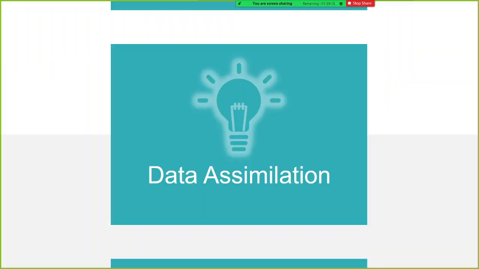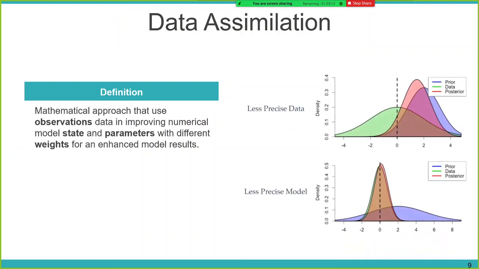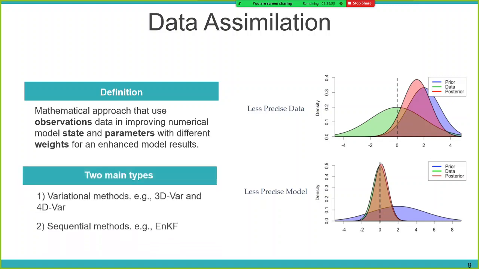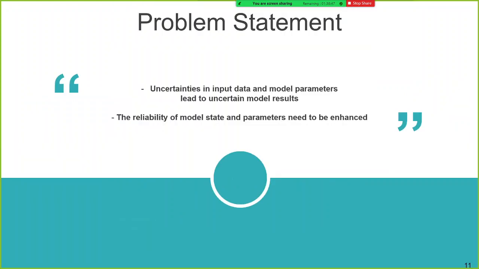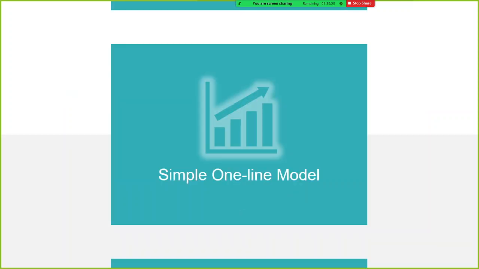I need to introduce also data assimilation, which is generally using the observation data in enhancing the model state and parameters, with different weights based on how much you trust the observation and the model outputs. There are two main types of data assimilation: variational methods and sequential methods, which we are going to focus on in this study. The problem is the uncertainties in the input data and the model parameters, which lead to uncertain model results. The reliability of the model state and parameters needs to be enhanced, and that can be done using data assimilation.